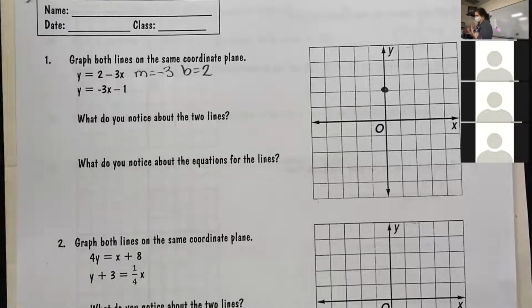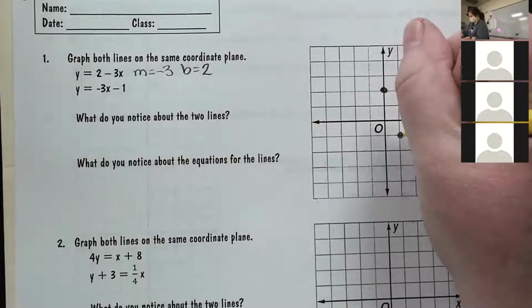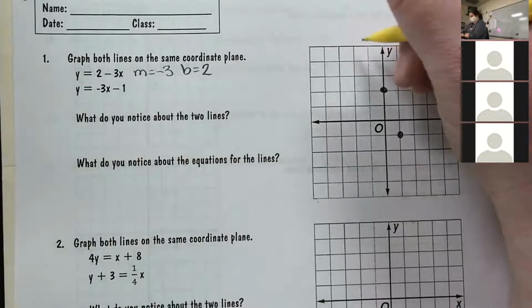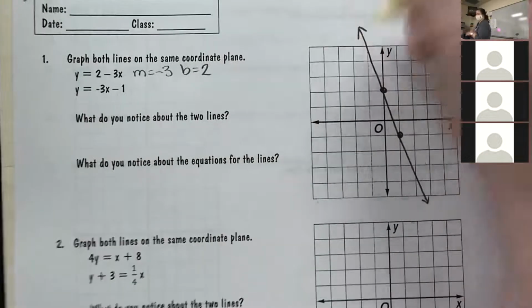Okay, so you gotta make sure it's in y equals mx plus b form. Find your m, find your b, start at your b, down 3 over 1, because your slope is -3. Remember, -3 is technically over 1. Try to draw a nice straight line.